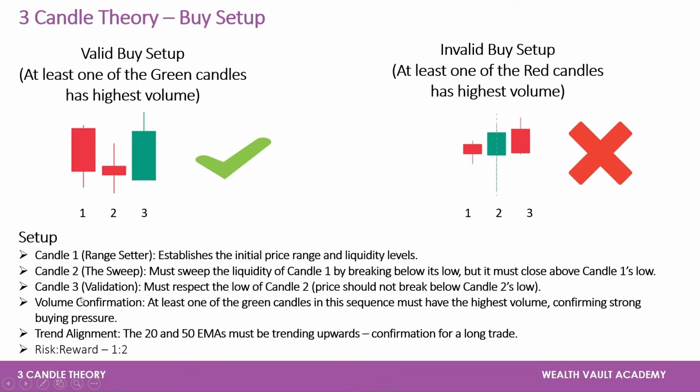And candle 3 is a validation, it must respect the low of candle 2. Price should not break below candle 2's low. That is the important thing for candle 3. That's why it is a validation candle.